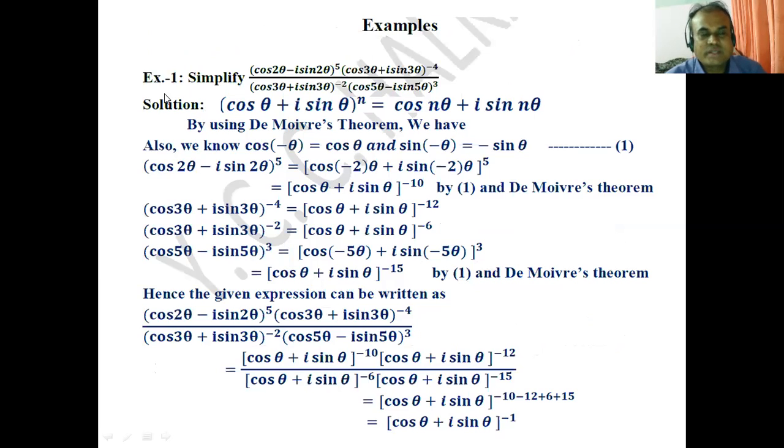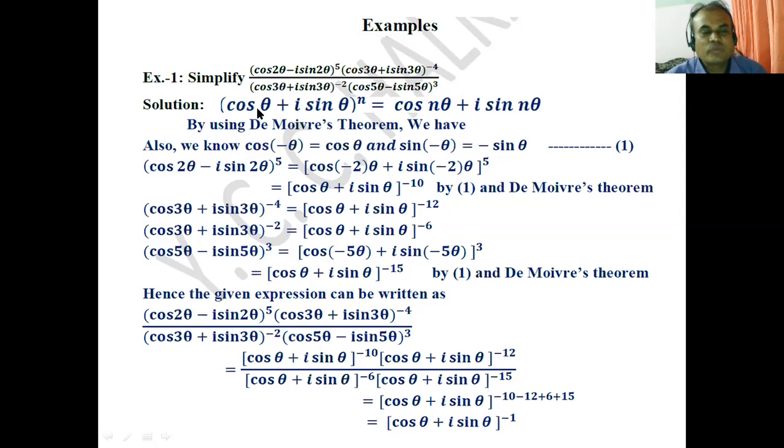First example, example 1. Simplify (cos 2 theta minus i sine 2 theta) raised to 5 into (cos 3 theta plus i sine 3 theta) raised to minus 4, divided by (cos 3 theta plus i sine 3 theta) raised to minus 2 into (cos 5 theta minus i sine 5 theta) raised to 3. Now we simplify this using De Moivre's theorem.